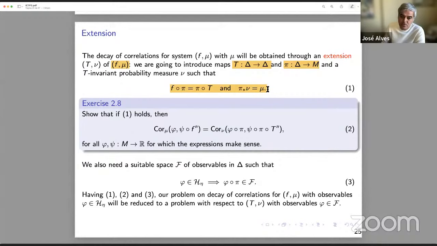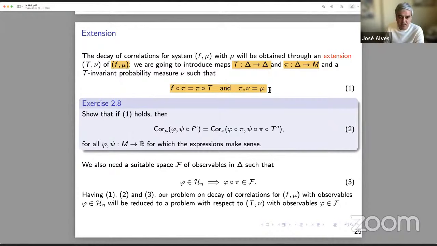And also conjugacy in a measure theoretical sense, in the sense that the push forward of the measure in the new system is the measure in the original one. The measure mu is the measure that comes from the inducing scheme. And if we are thinking of the application to smooth maps in Riemannian manifolds, mu is the SRB measure, okay?